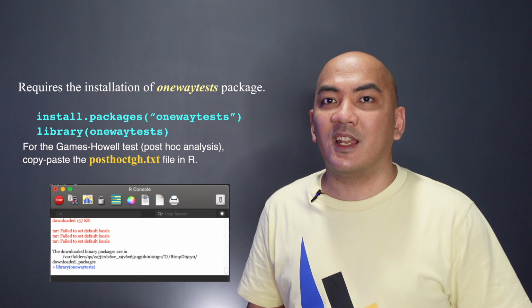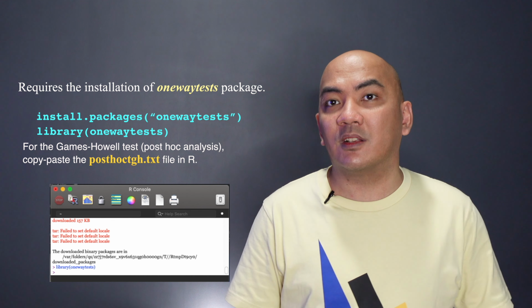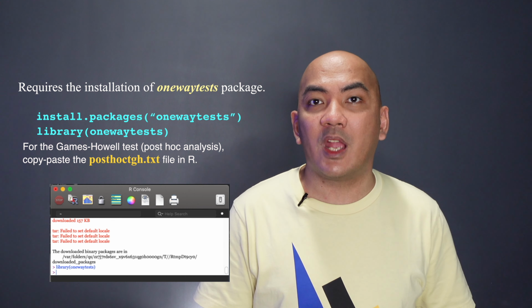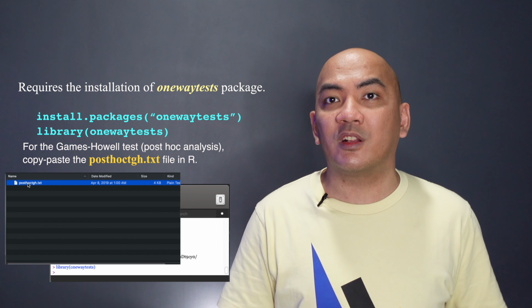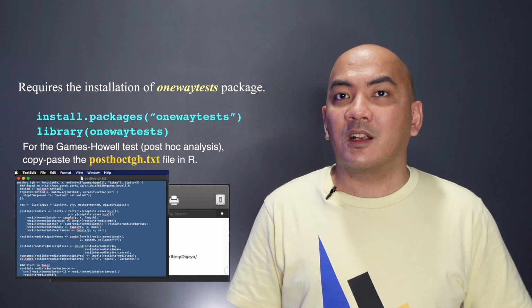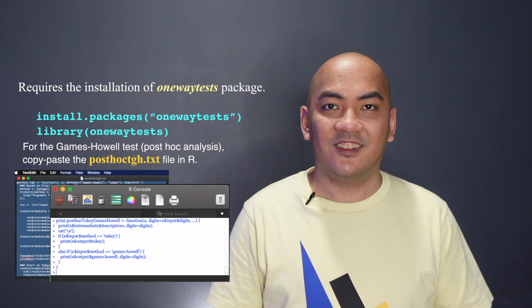And as for the post hoc analysis of the Welch analysis of variance, we're going to make use of the Games-Howell test. And again, the Games-Howell test is not a built-in function in R. So we have to open a file which is the post hoc tgh.txt. Highlight everything, copy-paste in R, and then press the Enter key. Now that everything is set, we may already proceed with example number 3.